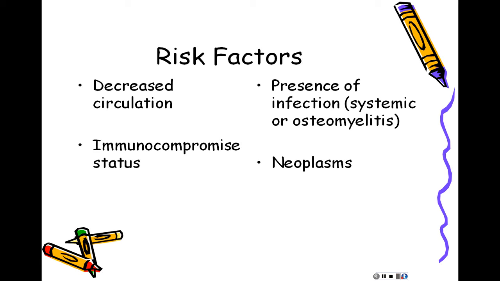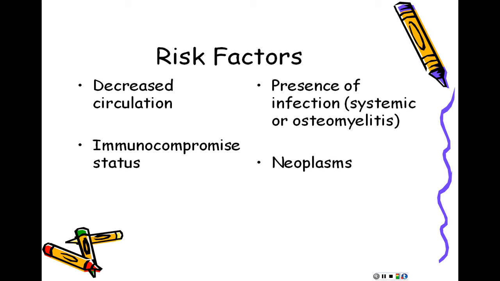Immunocompromised status. We know that our immune system, the purpose of it is to fight off infection and to fight off bacteria. When the person is immunocompromised, then that person has no ability to fight off infection. And so the same way that our immune system can come under attack, the bones can also come under attack, and that will predispose them to disease and to the possibility of breaks.